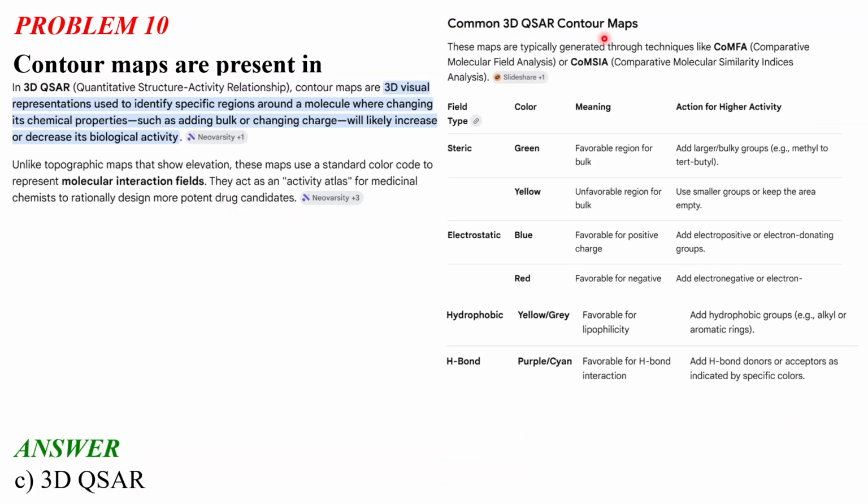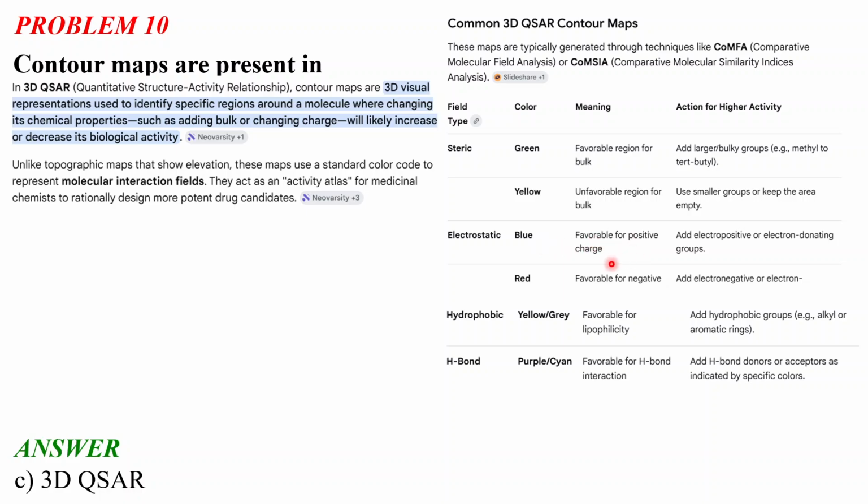So the common 3D QSAR contour maps are typically generated through techniques like CoMFA, or comparative molecular field analysis, or CoMSIA, comparative molecular similarity indices analysis. So the field type steric, the color green, the meaning is favorable region for bulk, action for higher activity at larger or bulky group, like methyl or tertiary butyl. The yellow, unfavorable region for bulk, use smaller groups or keep the area empty.